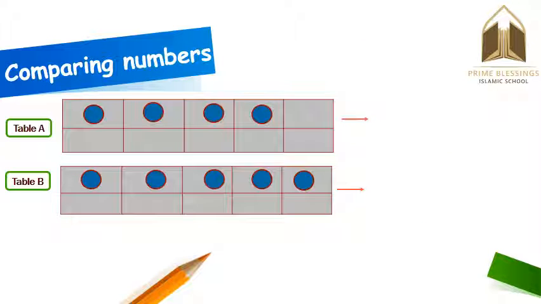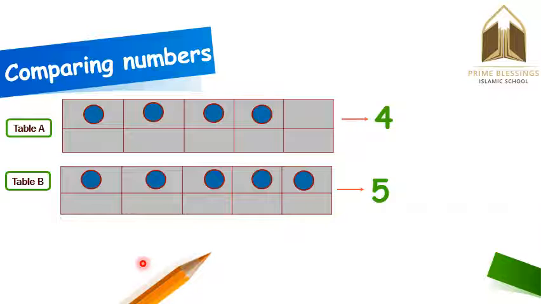Now kids, let's do something different this time. Here you see two tables that are magnetic tables with some counters on them. Okay, this is table A and this is table B. So let's count how many magnetic counters are there in table A. 1, 2, 3, 4. There are 4 counters. And how many are there in table B? 1, 2, 3, 4 and 5 counters.